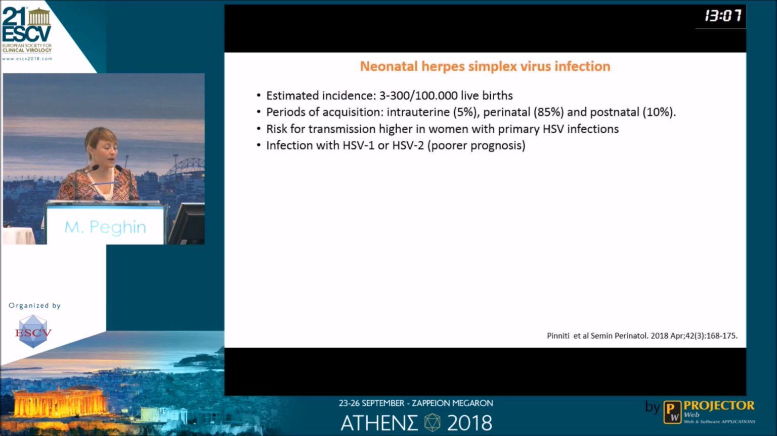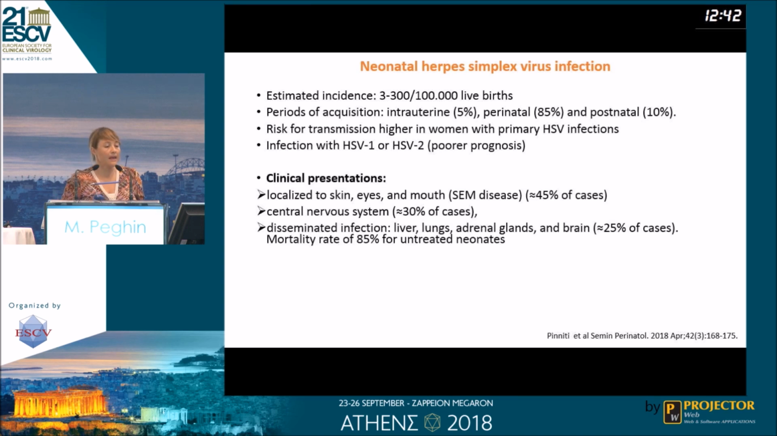In relation with neonatal herpes, we all well know that it is a very severe perinatal infection that is mainly acquired during pregnancy and during the delivery. The higher risk for transmission is whether the woman gets the disease as a primary infection during pregnancy, and mainly herpes 2 has a poorer prognosis compared with herpes 1.